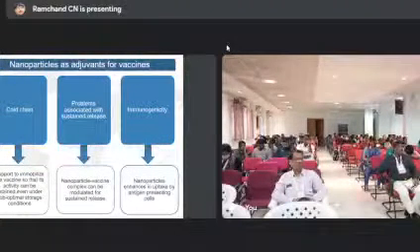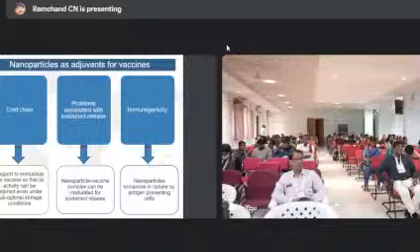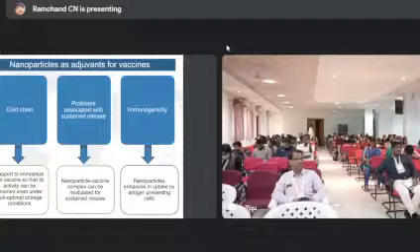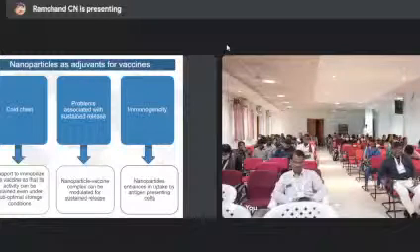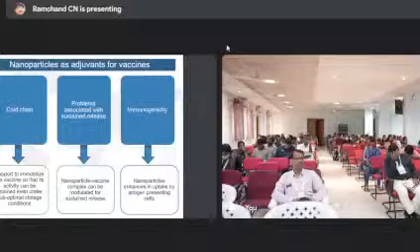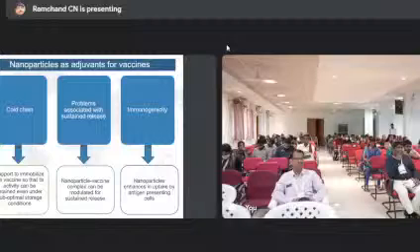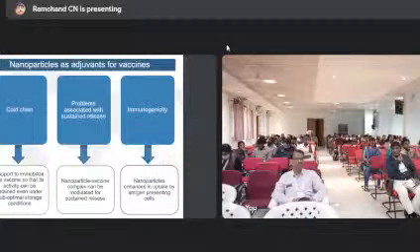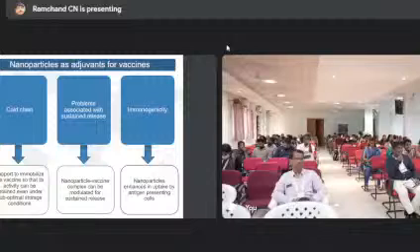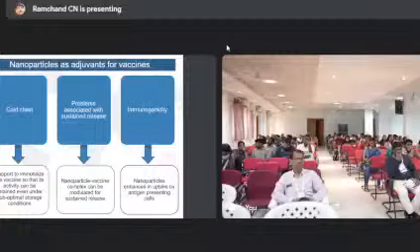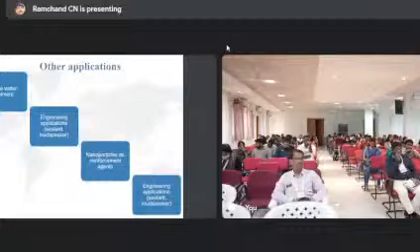So what are the advantages of nanoparticles as adjuvants for vaccines? It is cold chain management, and problems associated with sustained release, because an antigen has to be released very slow and steady to get the maximum efficacy of the antigen to produce antibody. So this is quite good. And immunogenicity: probably the immunogenicity can be increased by this method.